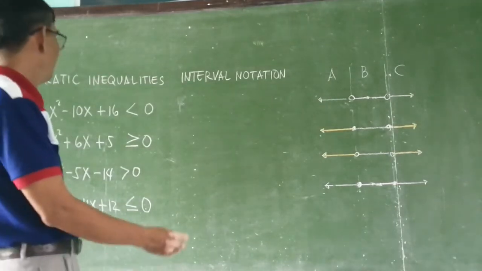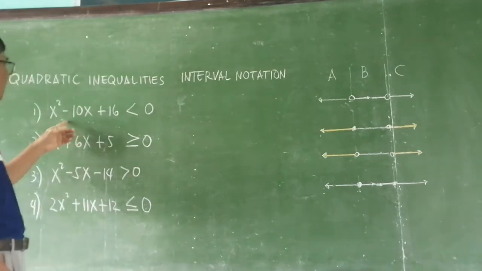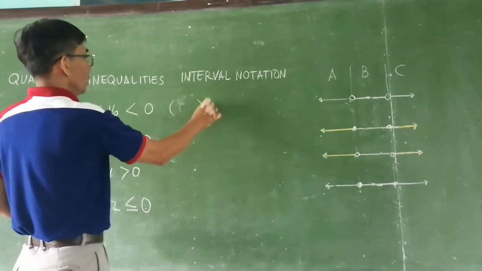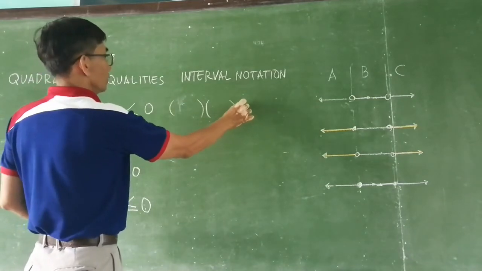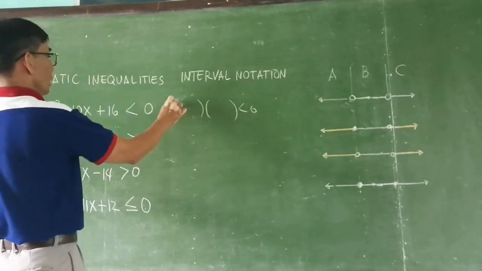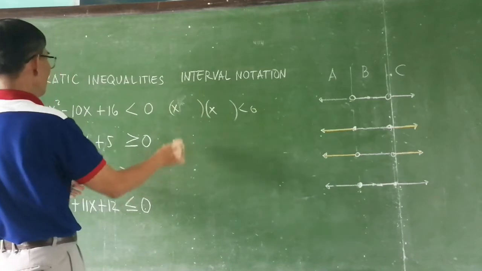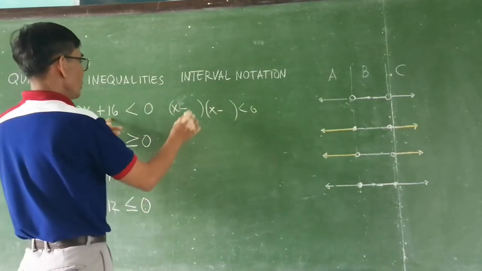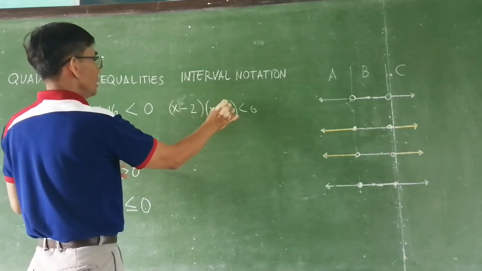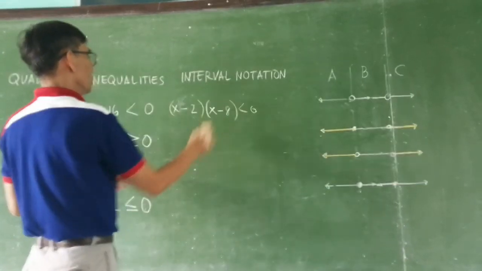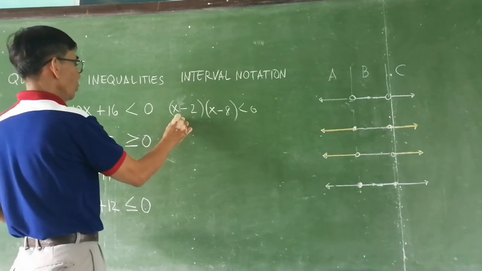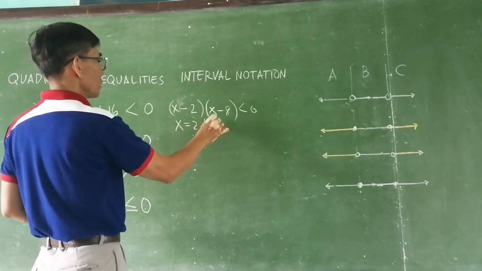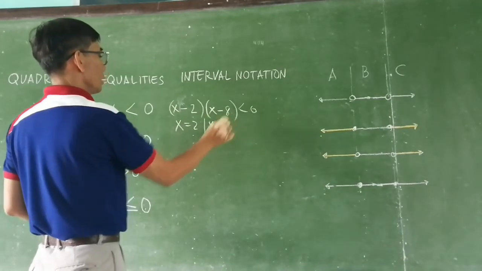So for this x squared minus 10x plus 16, we are going to factor that as x here will be minus and minus. 16 is 2 and 8. Okay, so one value is x equals 2 and the other one is x equals 8.